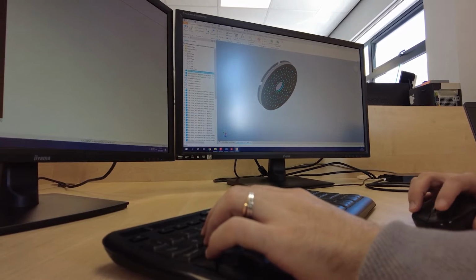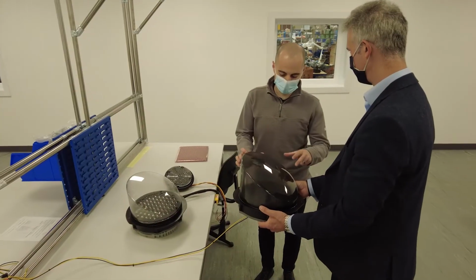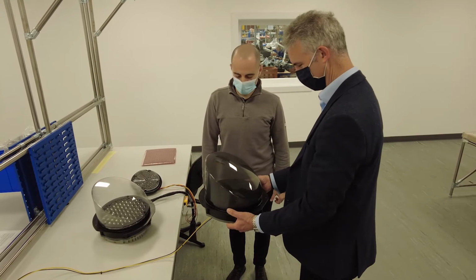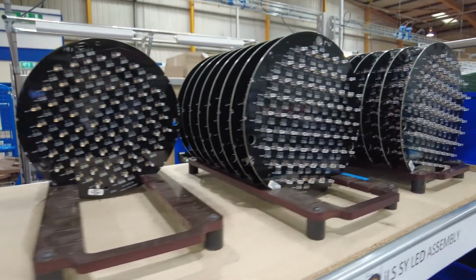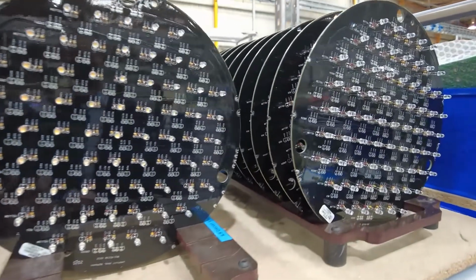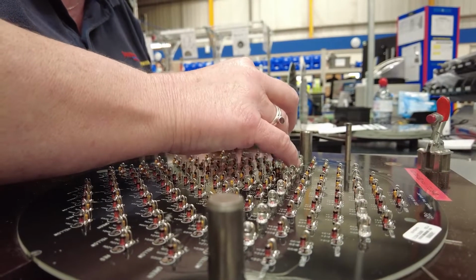So the design process for an LED signal involves understanding the customer's requirements, deciding on certain key features and technologies and what we're going to use to develop that product. And when we're doing that, we have to bear in mind that these are going to be manufactured in volume for our customers. So the design process is to look at the placement of the LEDs.